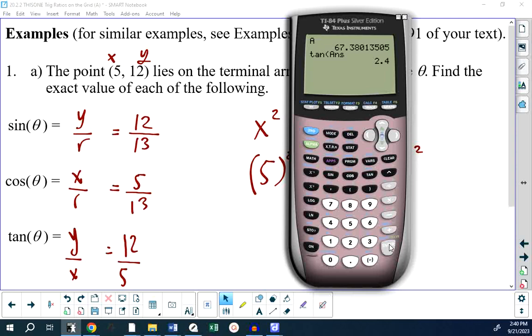What's 12 divided by 5? 2.4. I'm going to take the cosine of that. 0.991222830. Wait, have I got it backwards? Just a second here. Just a second. Hang on.